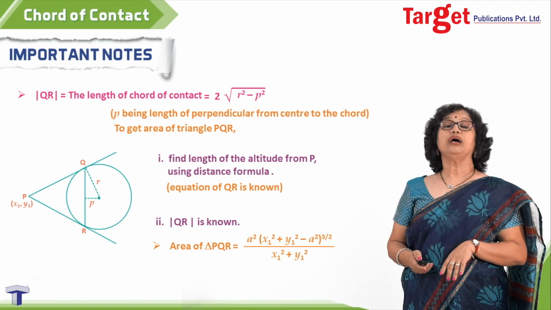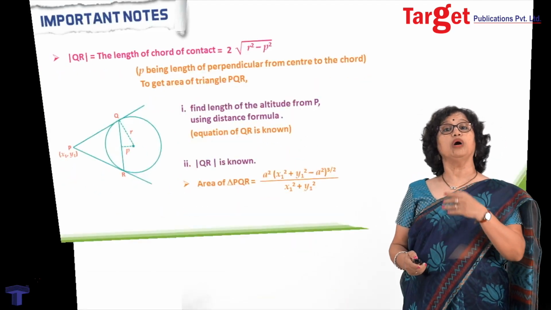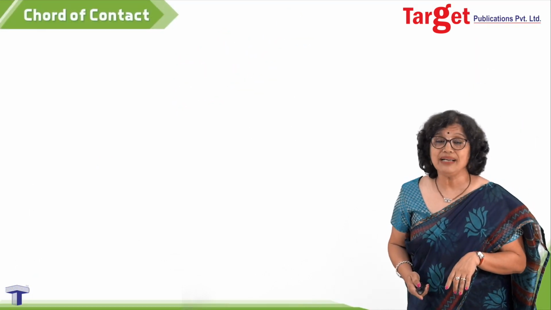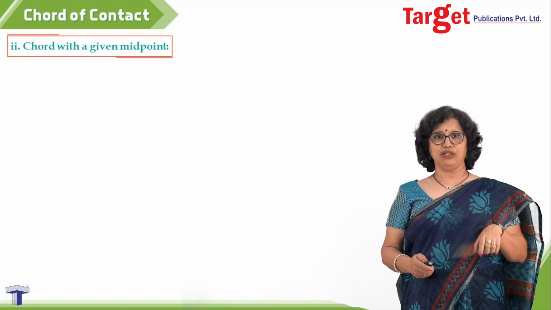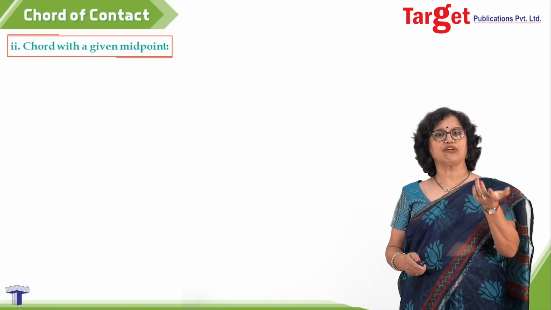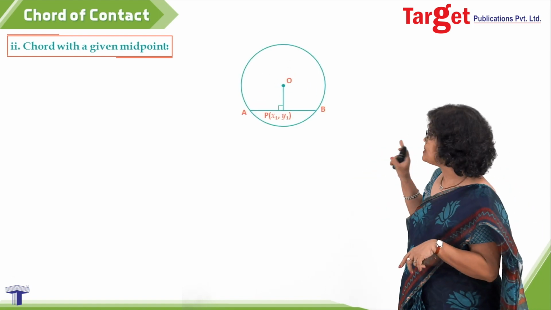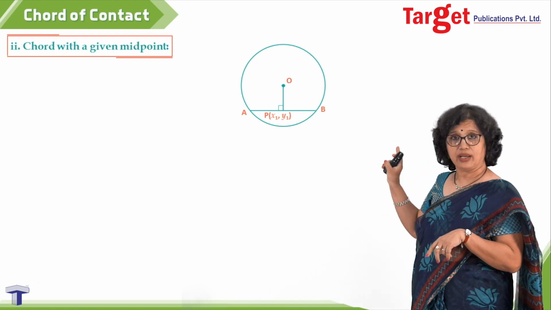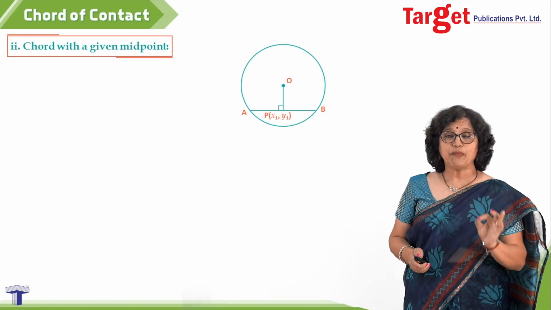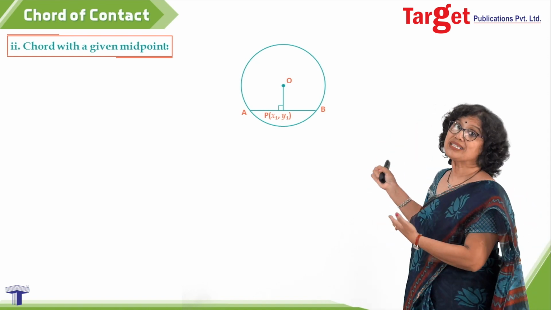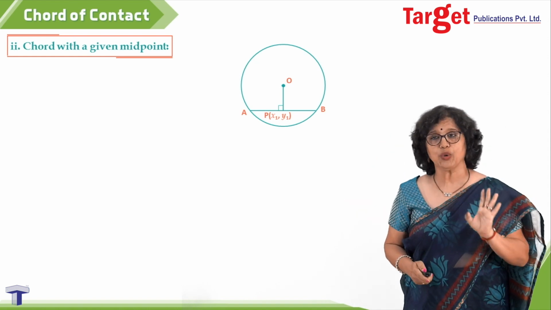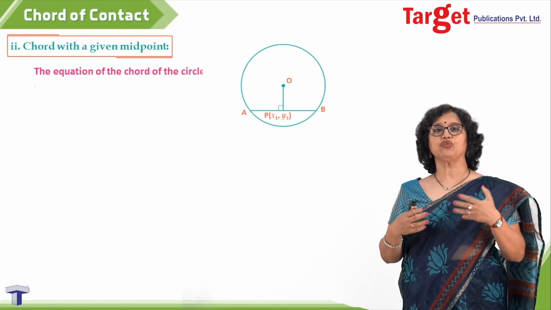Okay. Now proceed from here and come to a new thing. Now if I am interested in finding a chord whose midpoint is given to me, and I'm asked to find the equation of the chord, the picture would be something like this. I have shown the chord AB. I'm showing the midpoint P as x1, y1, which is given to me, and I'm showing the circle with center O. O means origin. Then how do we write the equation of the chord?